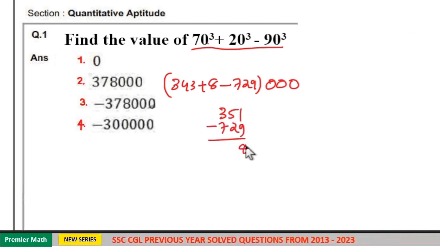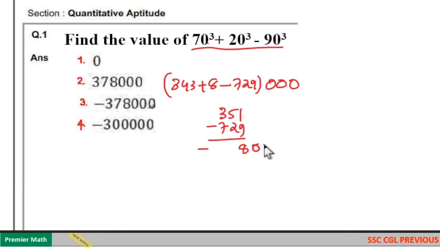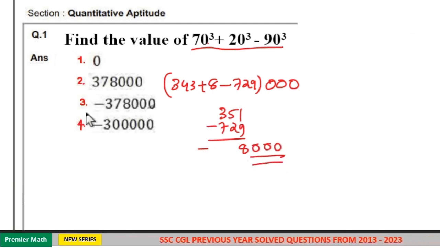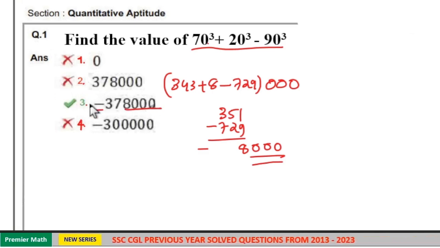9 minus 1 is 8. So this is minus and 8000 at the end, which means option 3 is your answer. Minus symbol and 8000 at the end.